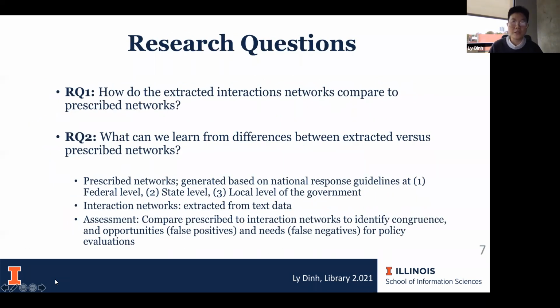So the specific research question follows what I've just outlined in the problem statement. First of all, it's a very structural question: how do extracted networks compare to the actual prescribed networks? And secondly, what can we learn from these differences? And difference can be defined in many ways between the extracted versus the prescribed network. So again, the prescribed networks here, in my operationalization, I look specifically at national response guidelines at 3 different levels. As we all know, response doesn't just happen at one level, right? So usually it starts at the federal level, at the state level, and then at the local level.